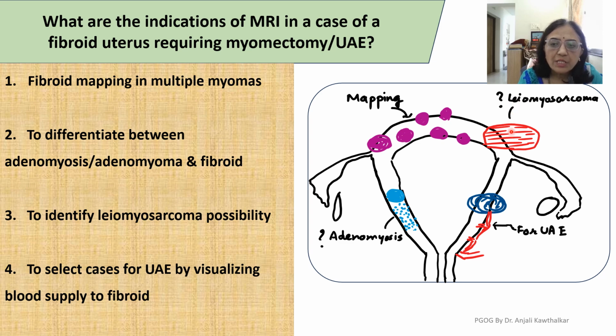our suspicion about leiomyosarcoma. And last, whenever we want to do uterine artery embolization, MRI helps us to identify a vessel which is feeding the fibroid. And these are the four indications or advantages of doing MRI in these patients where conservative, uterus conserving treatment modalities we are considering.